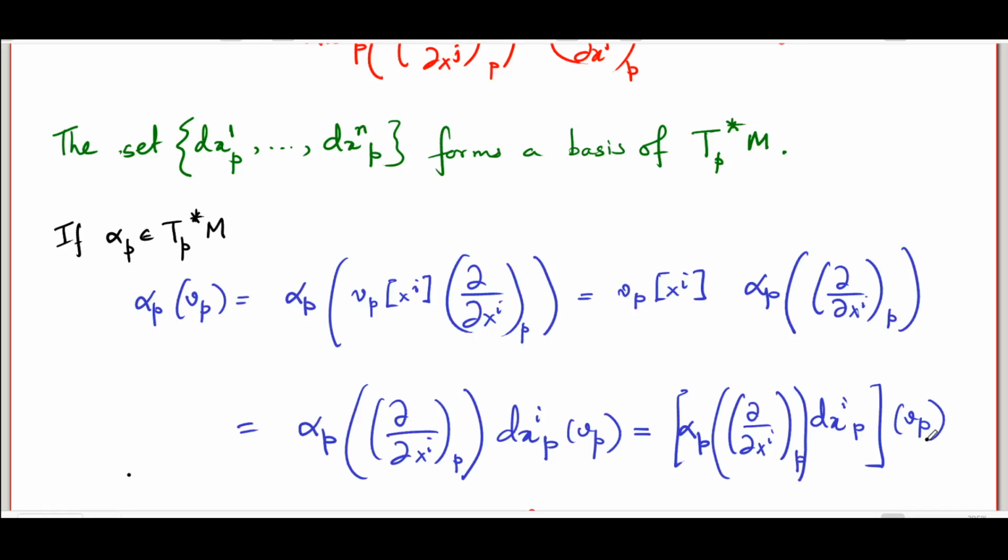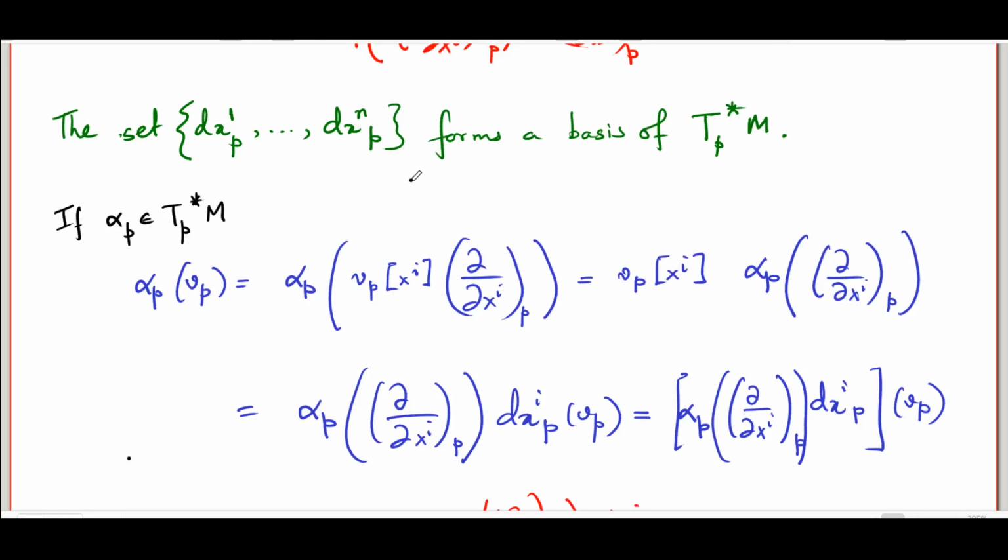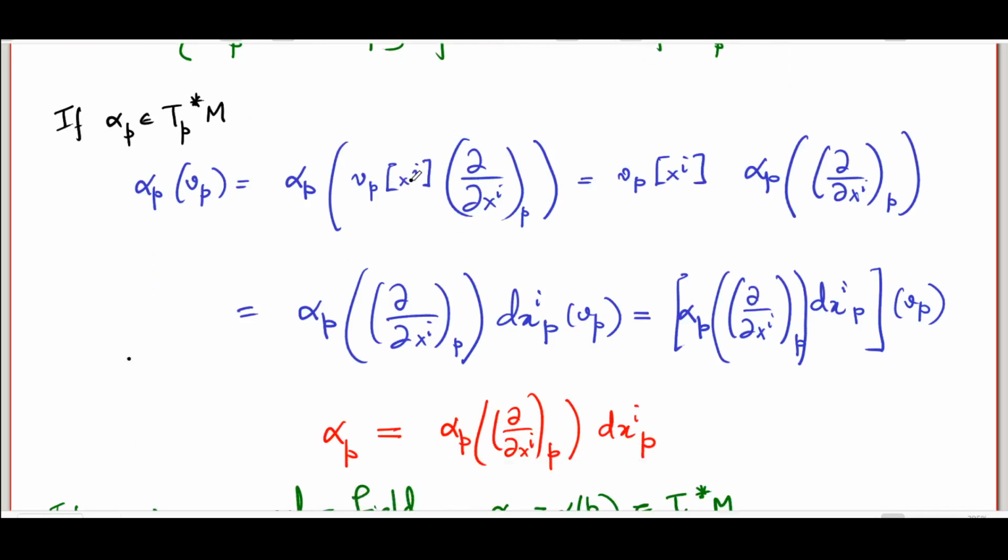Now, since this works for all Vp in TpM, the two expressions that we have, this one and this one, must be exactly the same. This, of course, is nothing but the statement that you can expand alpha p in terms of dx1p, dx2p up to dxnp, which is of course just the statement that this forms a basis.